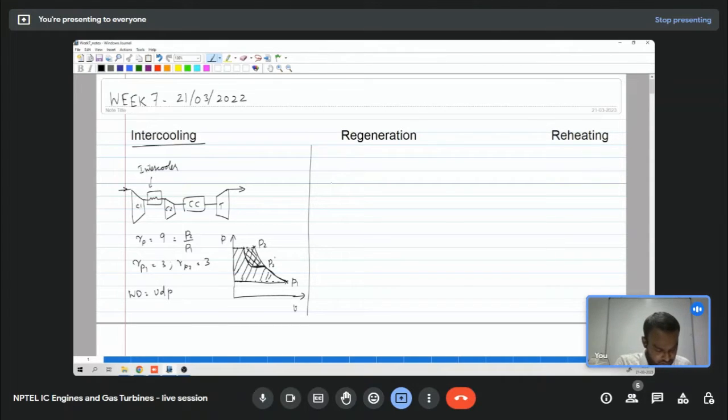Similarly, when you have regeneration, instead of directly going to a combustion chamber, first it goes to a heat exchanger. So assume this is 1, 2, 3, 4 and 5, representing this in a TS diagram.